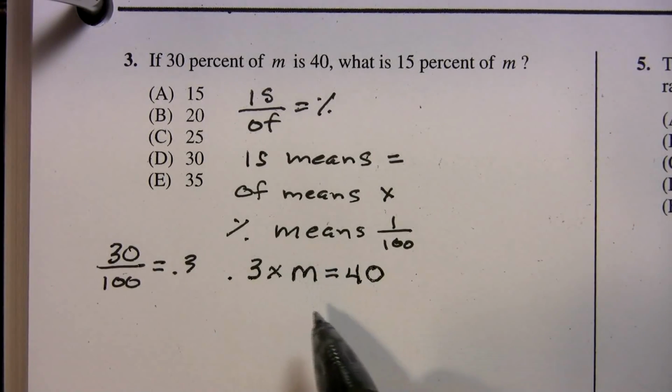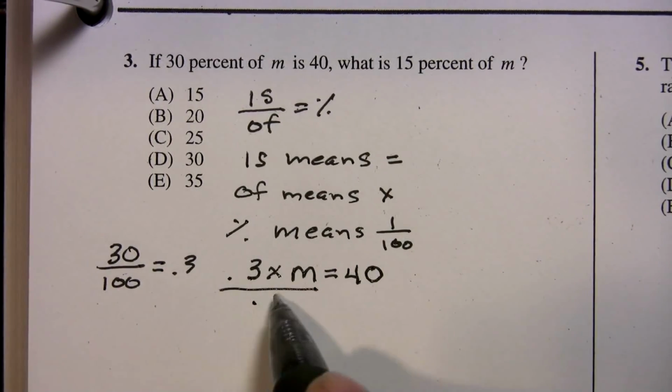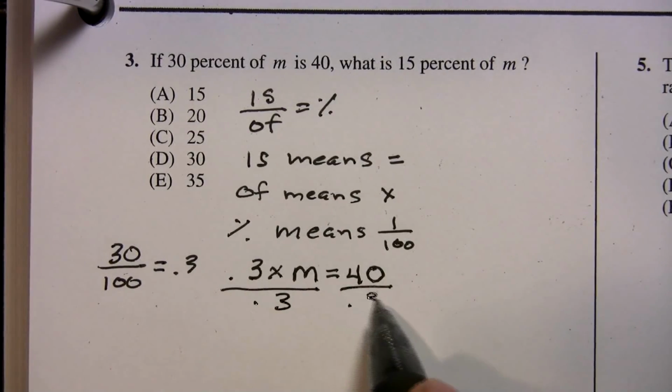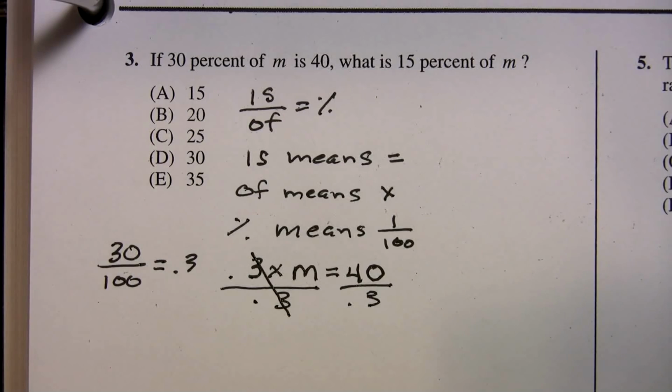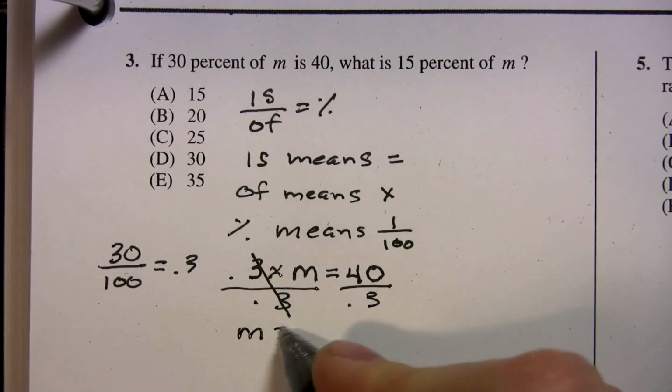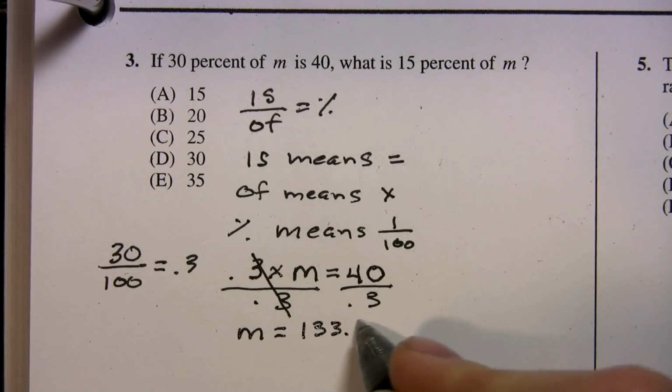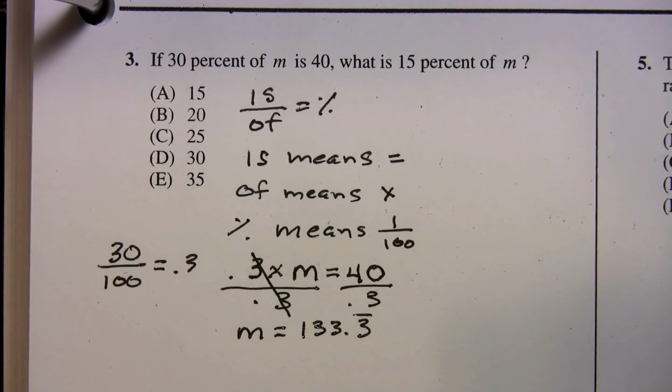So what you can do is, if you have your calculator handy, we're going to divide by 0.3, divide by 0.3, that crosses out, 40 divided by 0.3, and you should get m is equal to 133.3 repeating. Alright, so now let's do the second part.